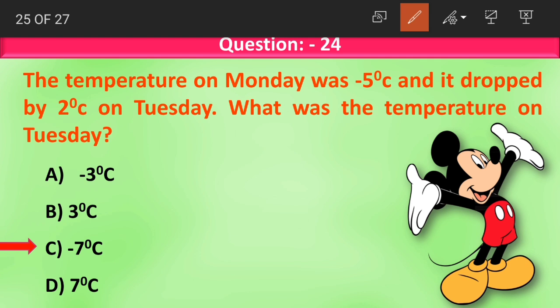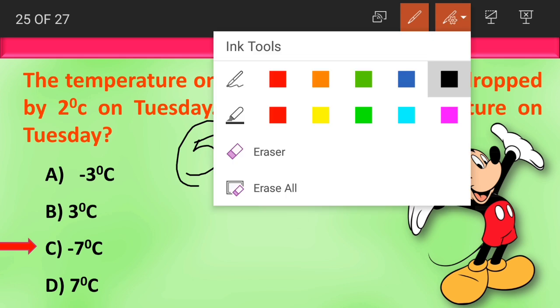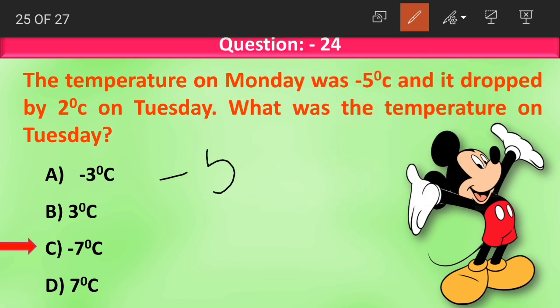How to solve this? If I say the temperature was 5 degrees and it decreased by 2 degrees, how will you do it? 5 minus 2 is equal to 3. In the same way, it was minus 5 degrees and it decreased by 2, so minus 5 subtract 2. Now what will the answer be?